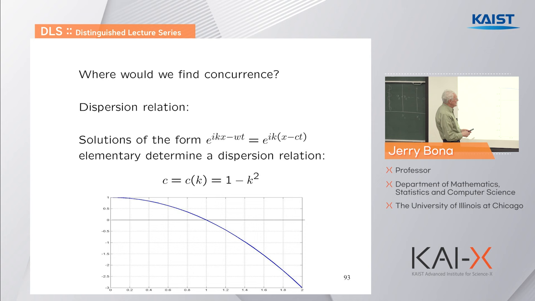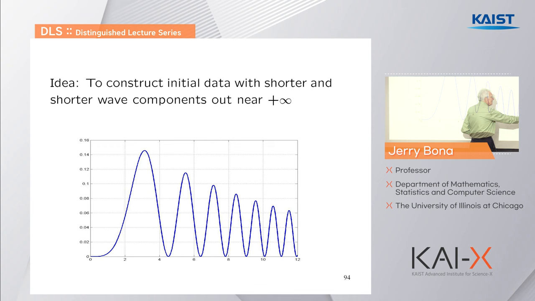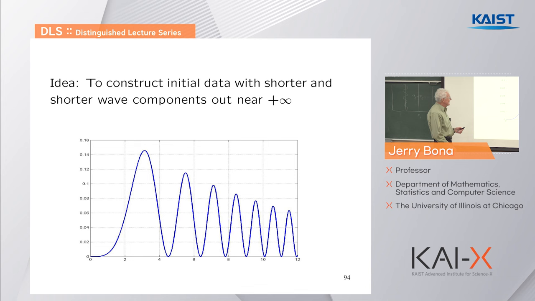You could imagine, maybe I put a picture here. Yeah, here. You can imagine organizing initial data which had a bunch of short waves out near plus infinity. And you organize those things so that they're going backwards, remember? They go backwards, but they go at different speeds. And if you organize it just right, maybe you can get them all to come crashing together and you might find some blow up of some sort. Okay, so is that possible? I was trying to show not.